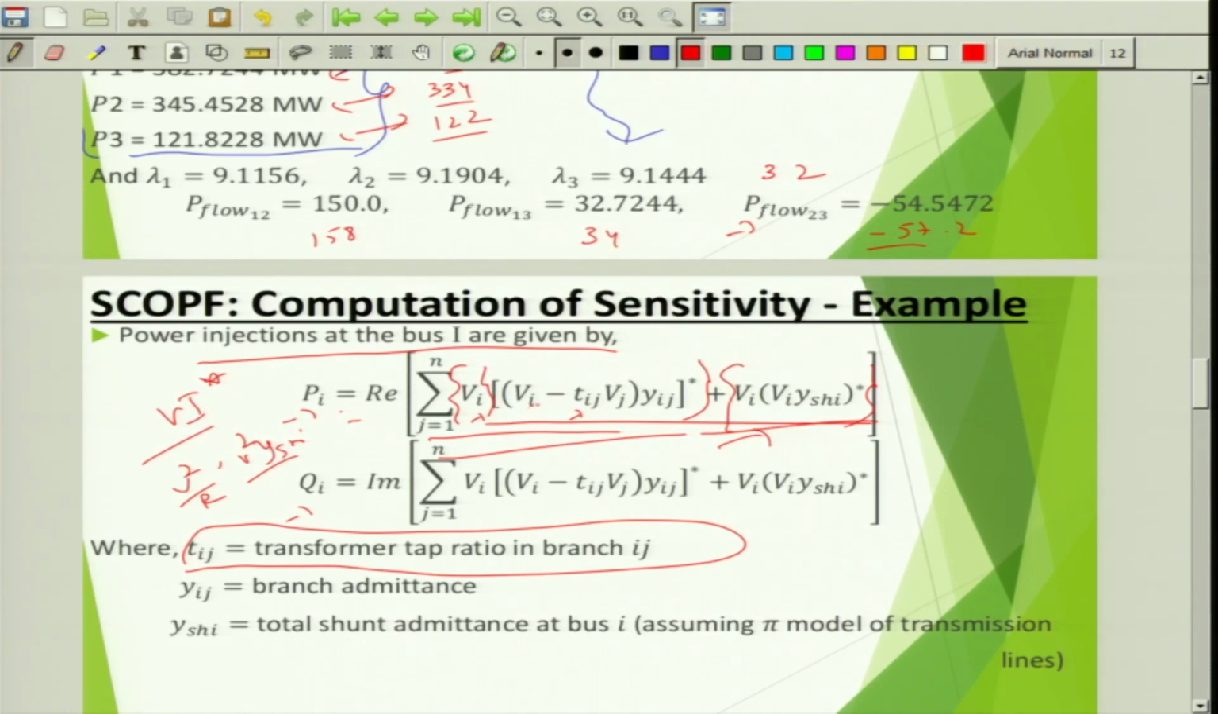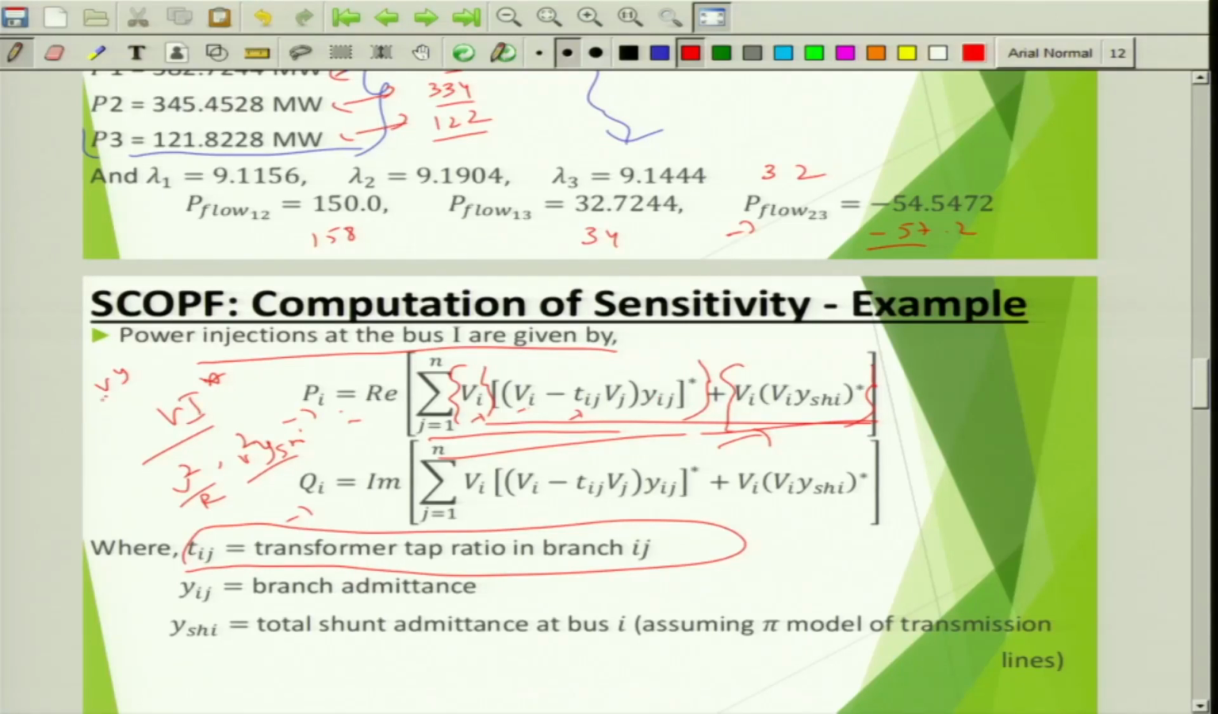This represents the difference in voltage, Vi minus Vj, into Yij. That means the difference in bus voltage into that admittance is the current which flows, because voltage into admittance will give you current. That means this is nothing but Vi into Iij star, something like that. And this is just apparent power, that means it includes active and reactive components.